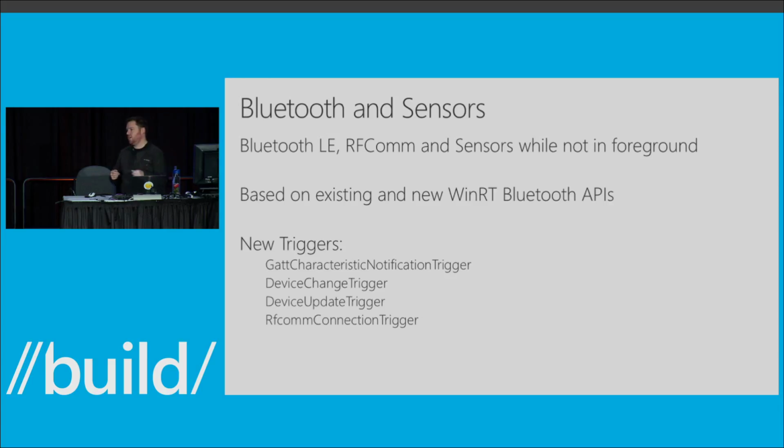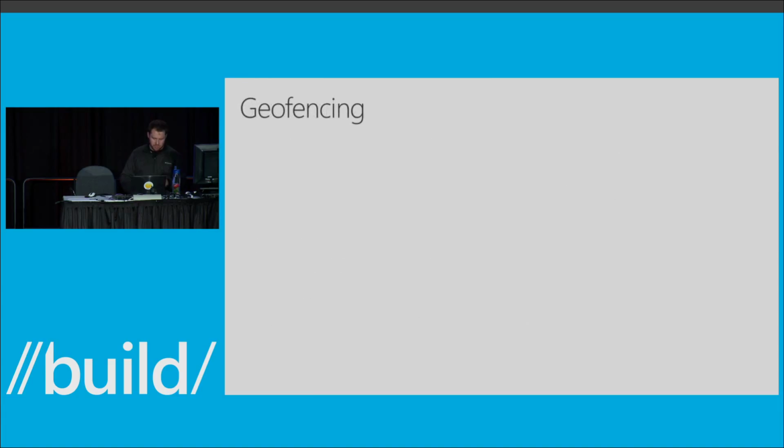The device change trigger happens when your device disconnects or reconnects. So if you have one of those key fobs or something, and it disconnects, you can get a trigger, and you can raise an alarm. I think the Bluetooth guys are going to show a demo of that in their session, a pretty cool demo. And the RFCOMM connection trigger is another long-running task, associated in this case with the Bluetooth 3.0 RFCOMM connection. So that's Bluetooth.